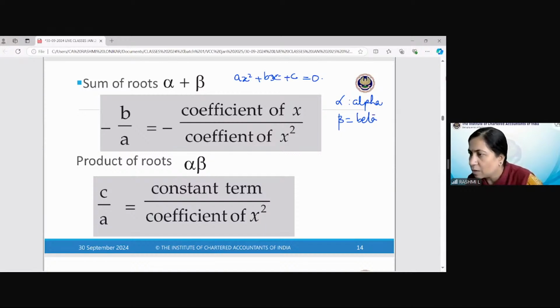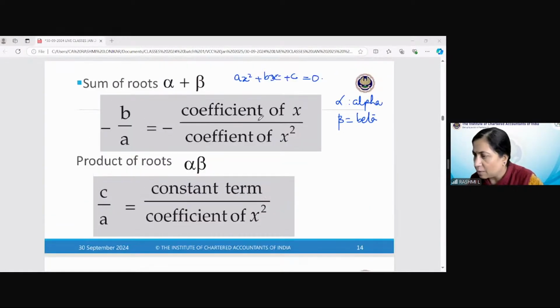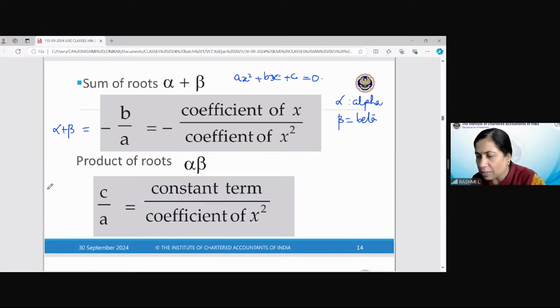Please put in the chat box. So alpha and beta. Sum of roots is given by minus b upon a. So this is equal to what? Alpha plus beta. Product of roots, alpha beta.